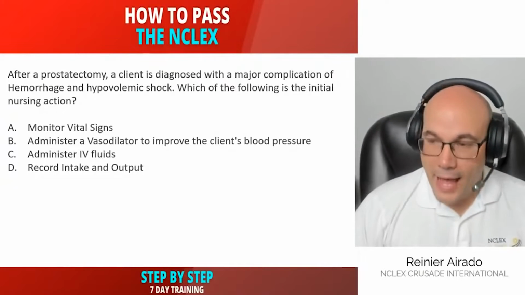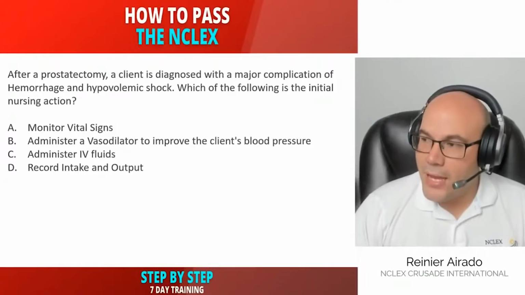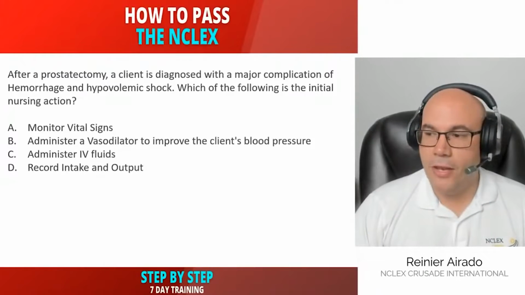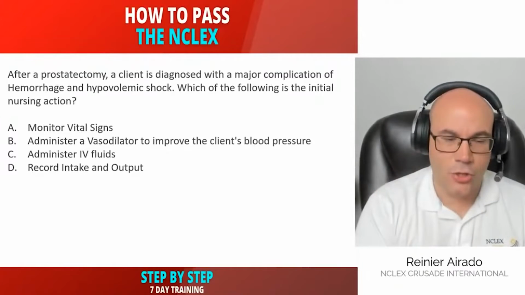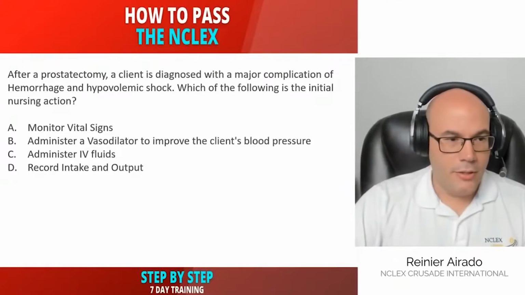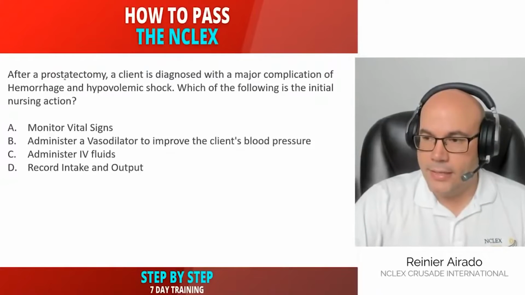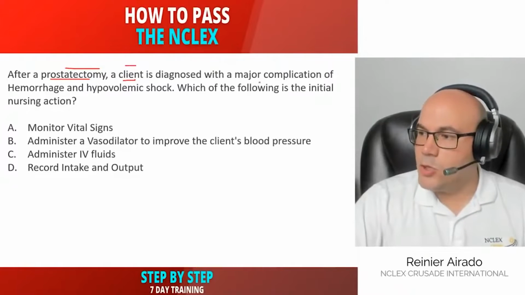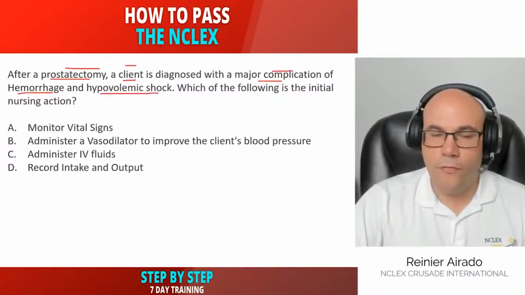The question says, after a prostatectomy, a client is diagnosed with a major complication of hemorrhage and hypovolemic shock. Which of the following is the initial nursing action? There are a few keywords here that are extremely important. The condition, prostatectomy. There's not a lot of information about the client. The client was diagnosed with a major complication of hemorrhage and hypovolemic shock.